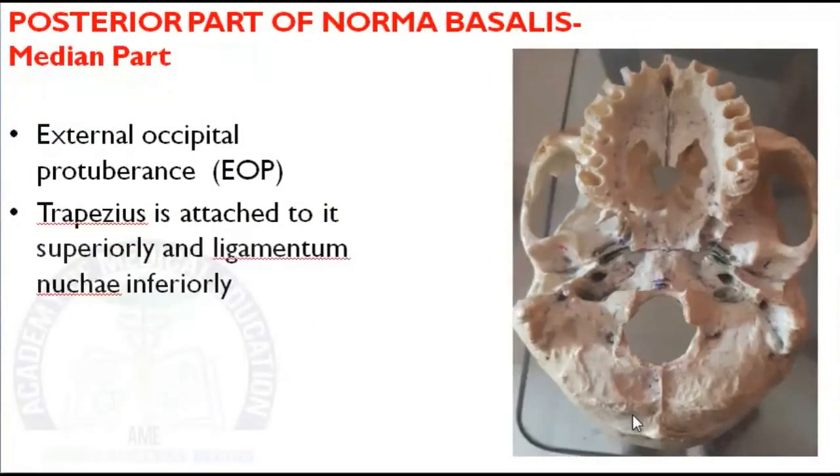The next structure, in the median part, is the external occipital protuberance. The trapezius is attached to it superiorly, and the ligamentum nuchae is attached inferiorly.